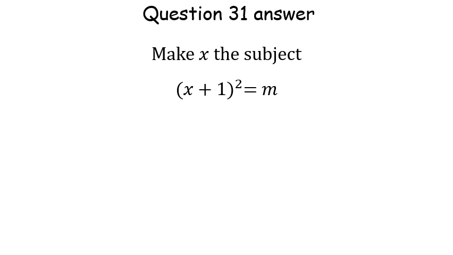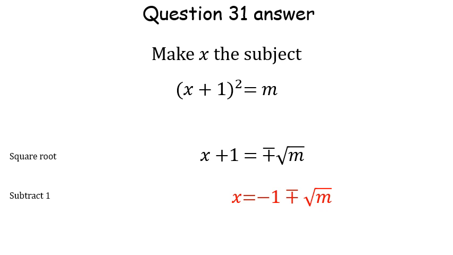Question 31. In order to get the x term on its own, I square rooted both sides and then subtracted 1 from both sides, getting x equals minus 1 plus or minus the square root of m.